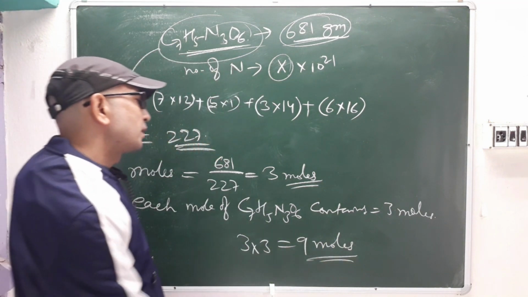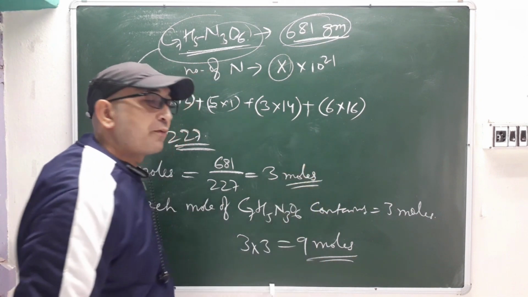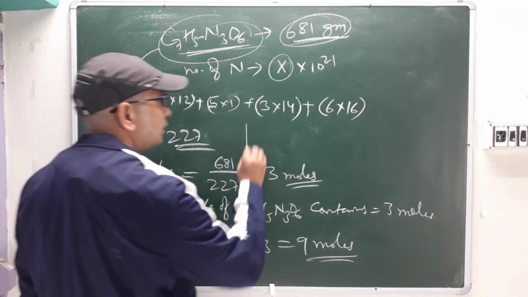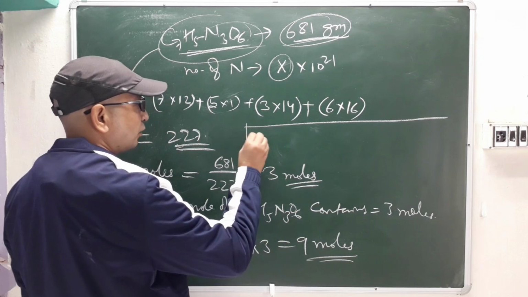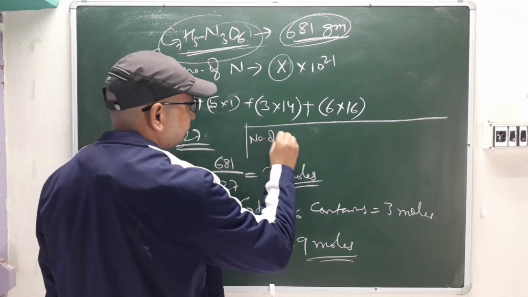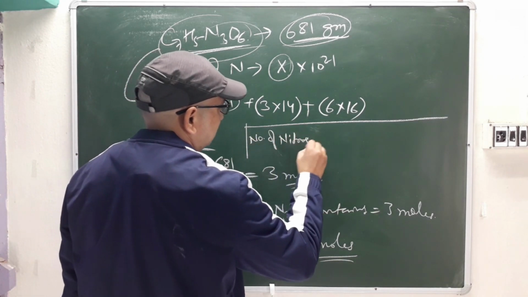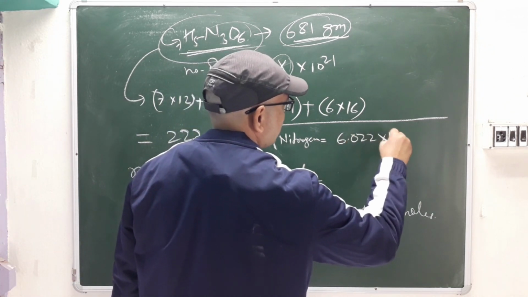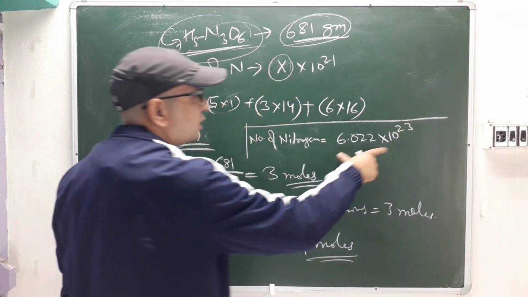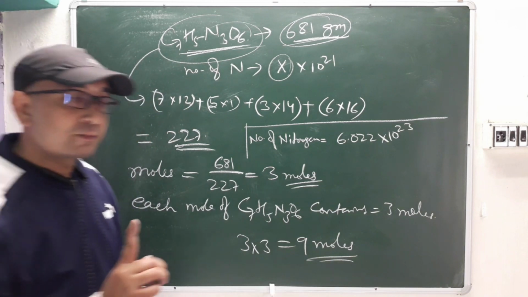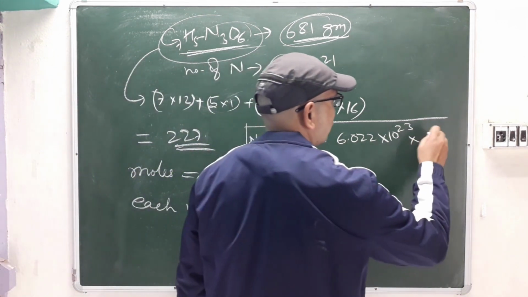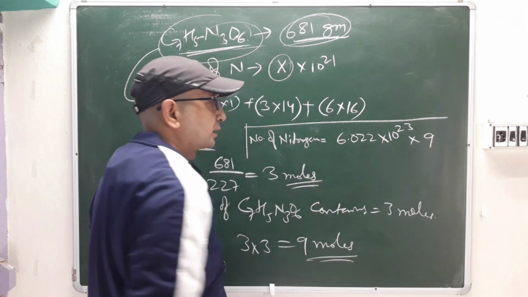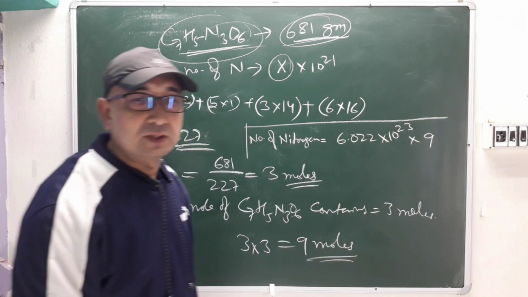Now what you have to do? 9 into your Avogadro number, you have to do it, right? So now the number of nitrogen atoms: Avogadro number is 6.022 into 10 to the power 23. This number belongs to 1 mole of nitrogen, right? Now we have 9 moles. So 9 into 6, it will come around 54 something.